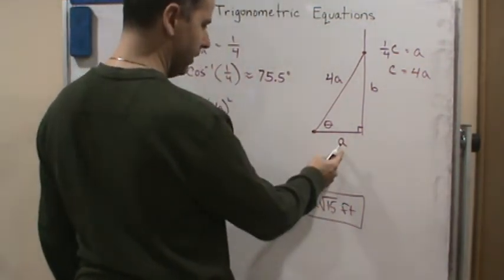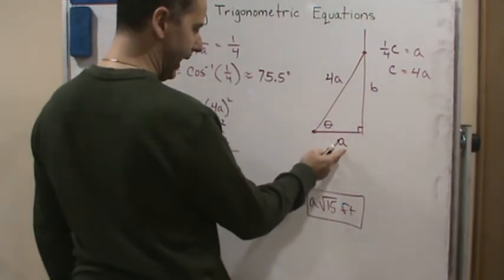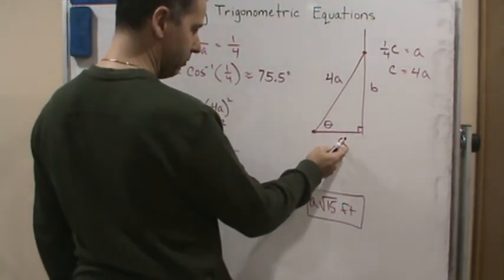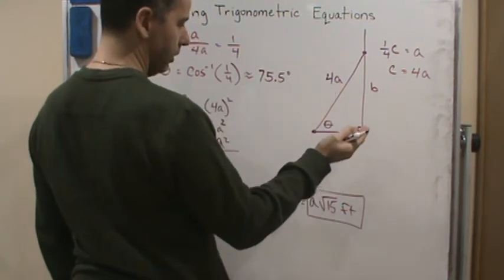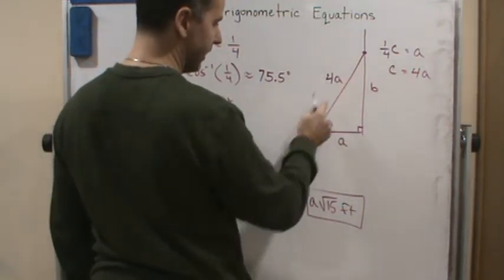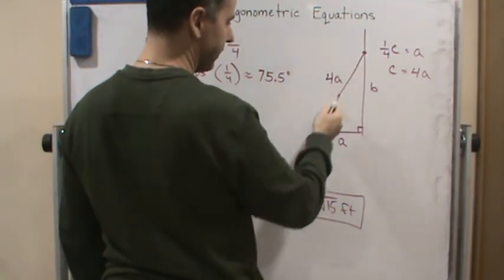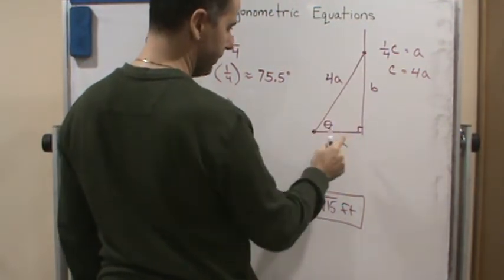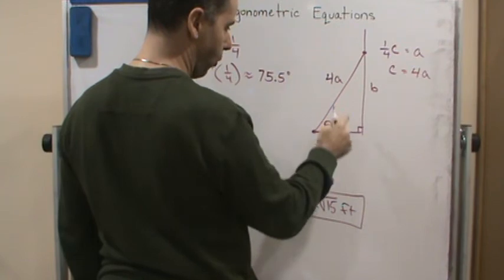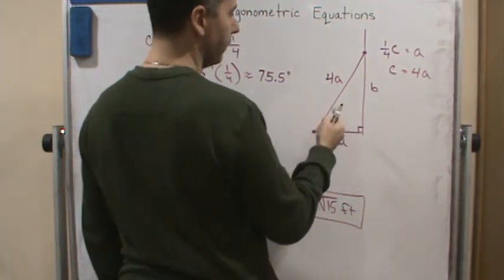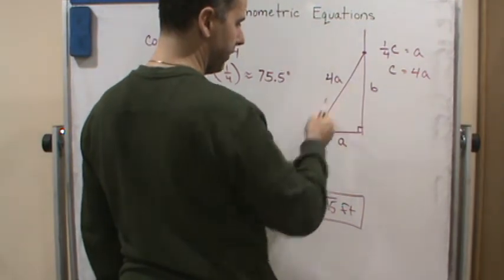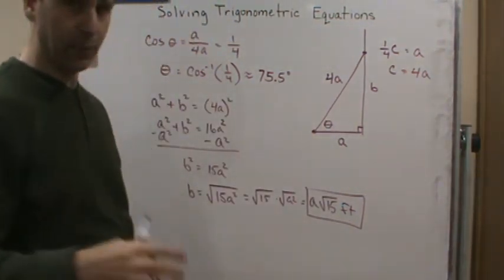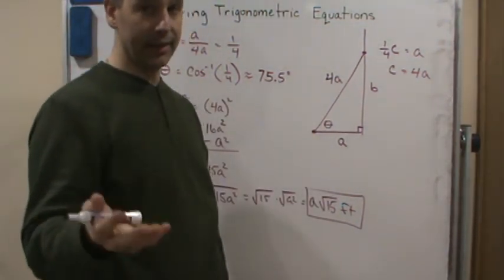Whatever A is, now what do we know? Whatever the length of the ladder is, we need to have this 4 times A. Or in other words, this length has to be 1/4 the length of the ladder. Okay, that's probably an easier way to deal with it, right?